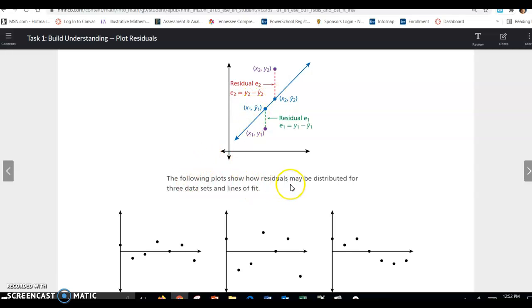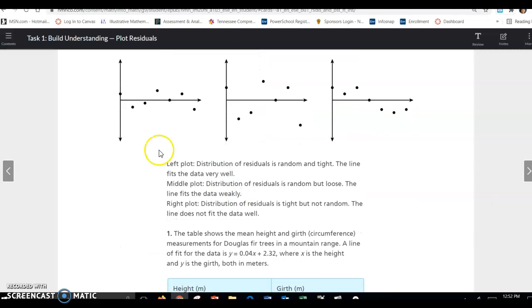The following plots show how residuals may be distributed from 3 data sets and lines of fit. If you look at this one, they have a line here. I'm guessing this just kind of goes up and down. So the left plot, the distribution of residuals, is random and tight. The line fits the data very well. So I guess they're saying this line represents this set of data because the points go randomly up and down above and below it kind of equally, so it fits the data well.